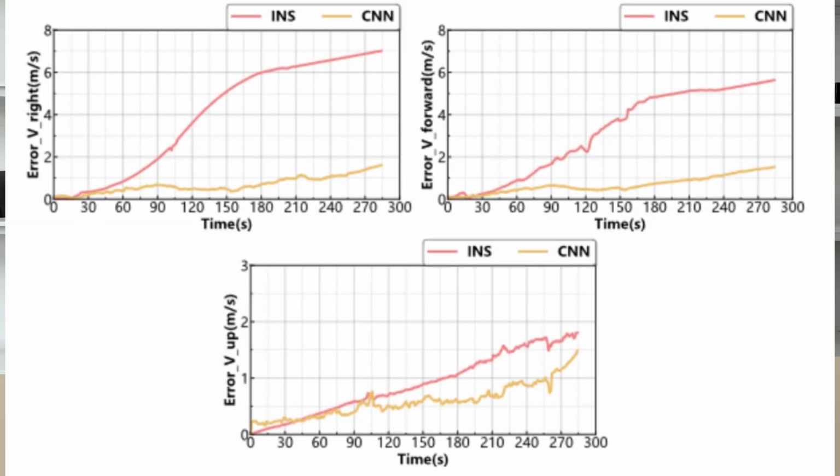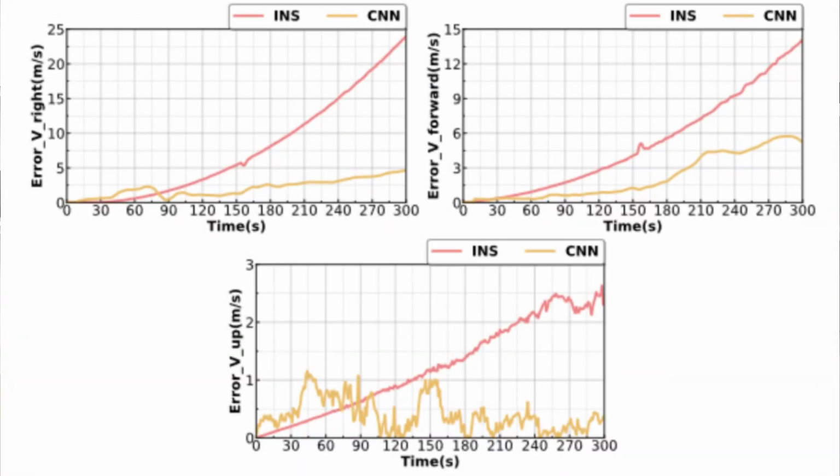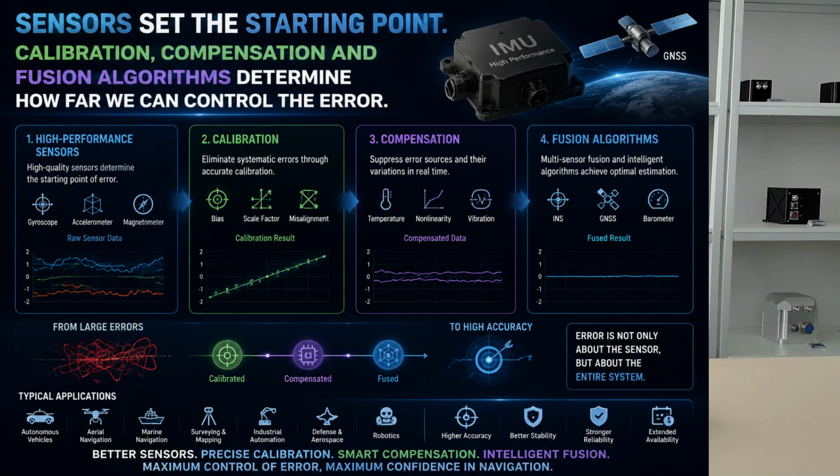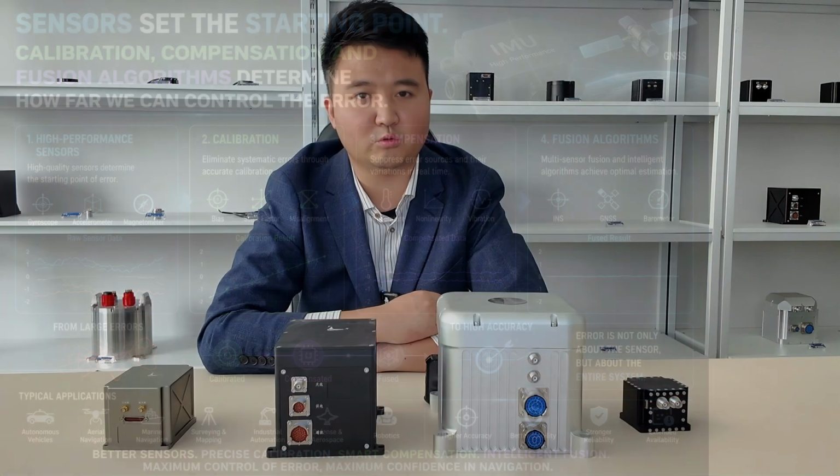By learning error variation patterns from historical inertial navigation and GNSS data, velocity and position errors are predicted and corrected following a satellite signal outage. Therefore, the true high precision of an inertial navigation system does not depend solely on the sensors themselves. While high-performance sensors determine the initial level of error, calibration, compensation, and fusion algorithms determine the extent to which that error can ultimately be controlled.